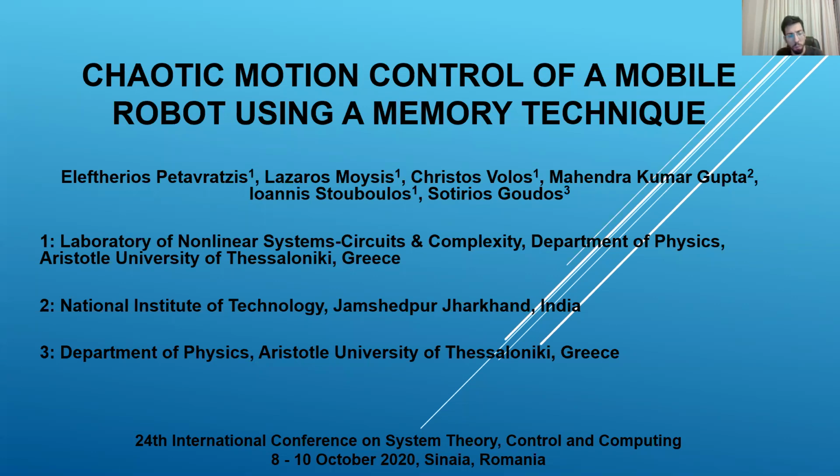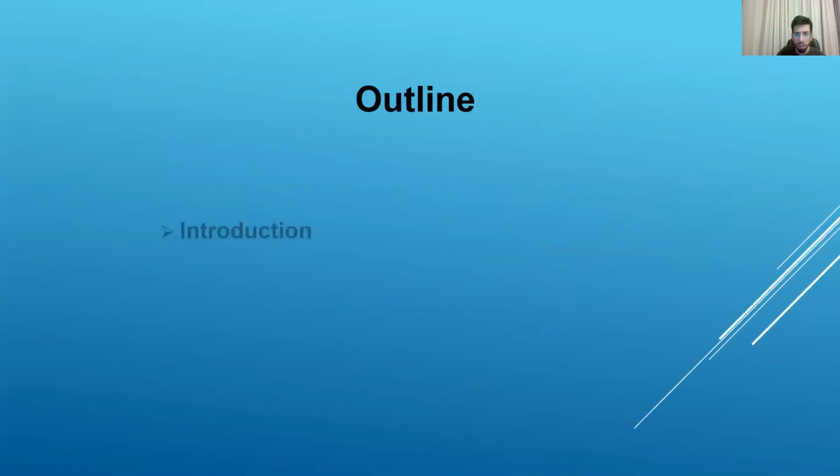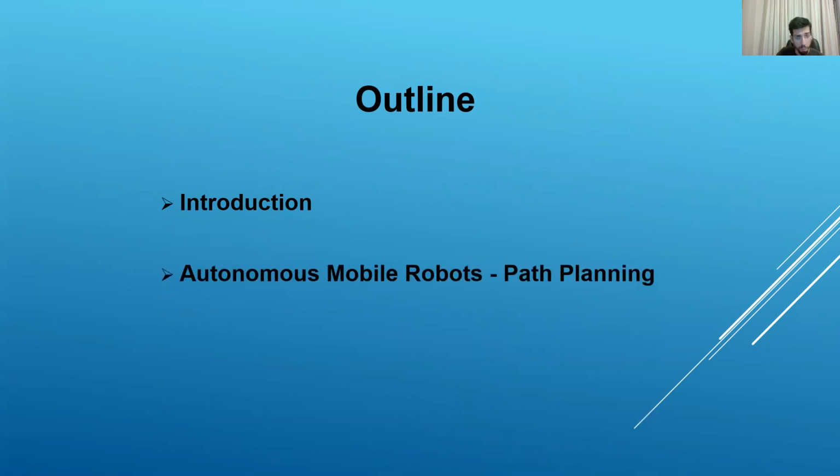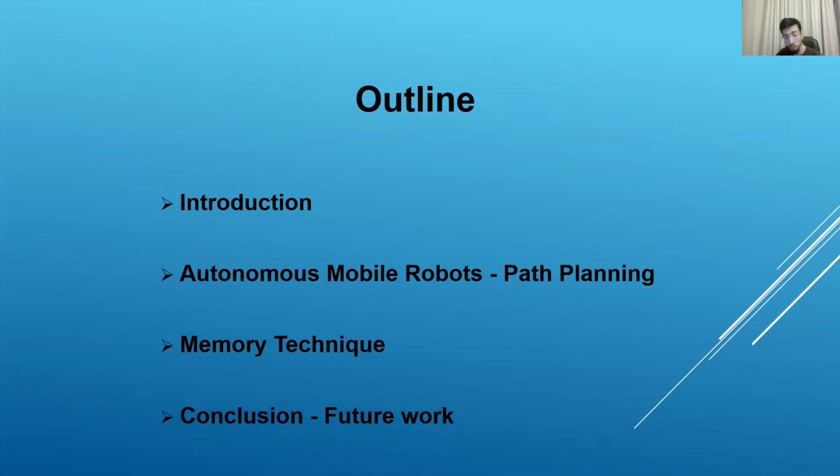Today, I would like to discuss the topic that we are currently working on, which is based on the chaotic motion control of a mobile robot using a memory technique. With this presentation, first we will talk about chaotic dynamical systems. Then we'll talk about autonomous mobile robots, and we'll introduce the notion of path planning. Then we'll construct our main method, which is called a memory technique. And finally, we'll have some conclusions according to the results that the simulations present, and maybe a future work that will be done.